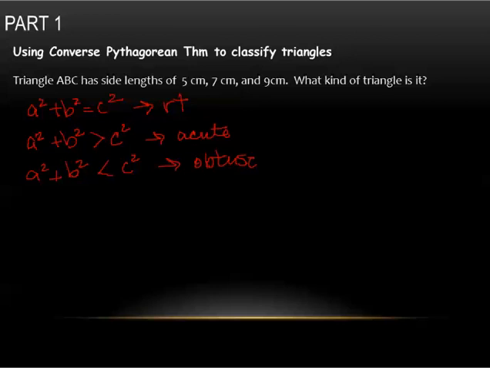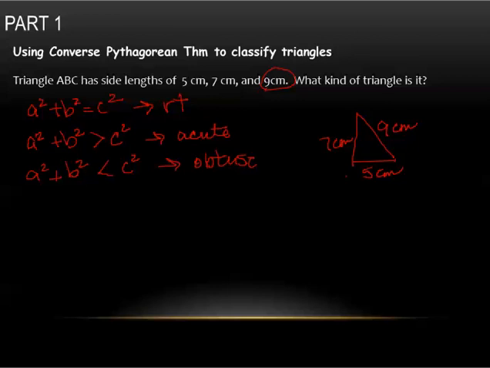It says triangle ABC has lengths of 5, 7, and 9 centimeters. Well, you know your hypotenuse, and I just assume it's a right triangle until I prove different. So your hypotenuse is always your longest side. So I just label it like that so I kind of know what's going on.